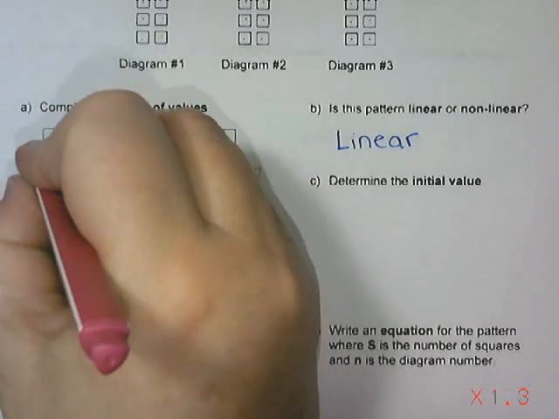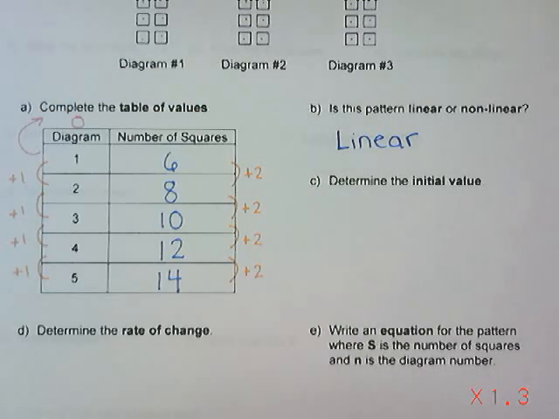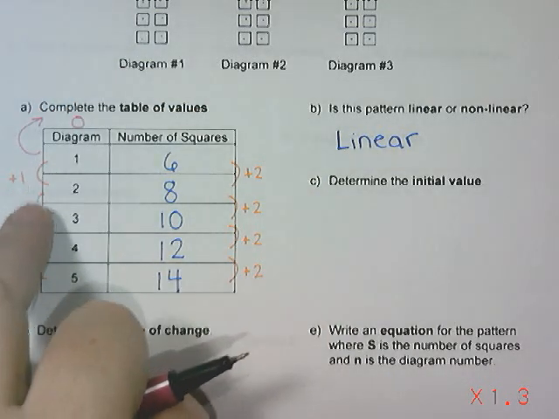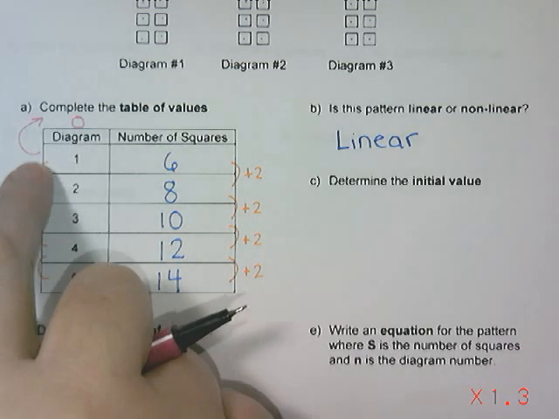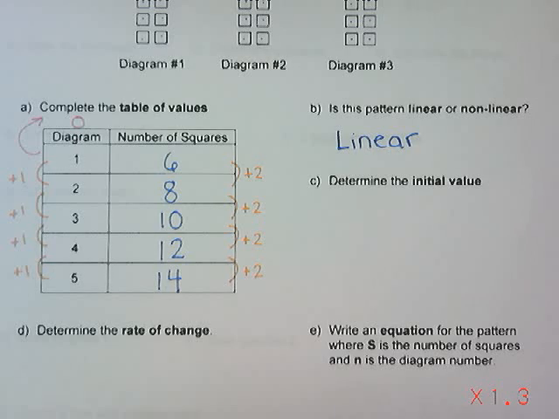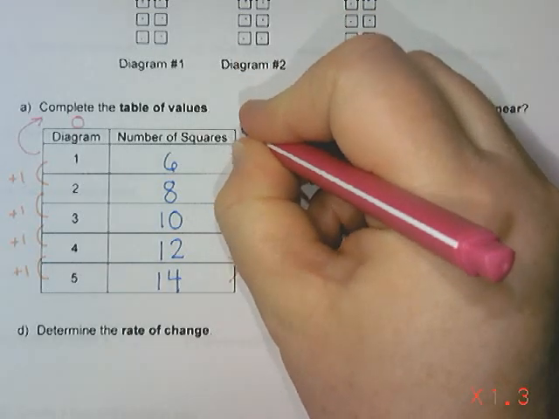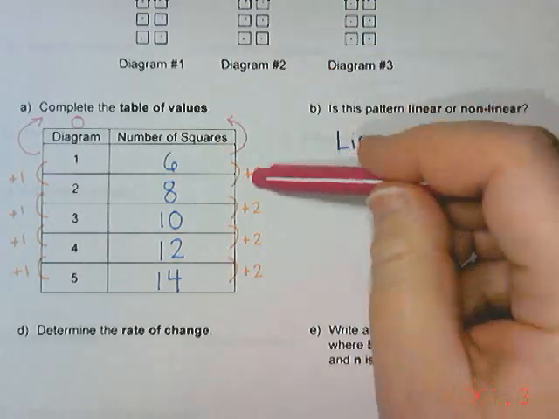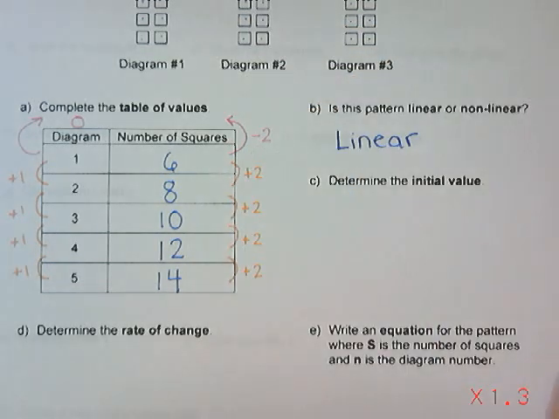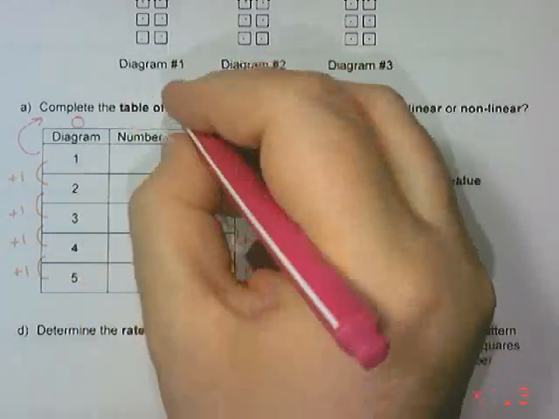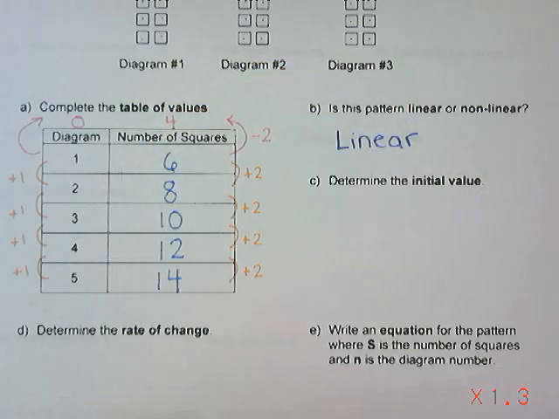So I want to try to go backwards in my table to find term 0. I noticed that we were going up by 1 on this side every time, so here I'm just going back by 1 to get to term 0. So I'm going to go back on the other side by 2. So I would subtract 2 to go backwards here. So I would do 6 take away 2, which is 4. So my initial value would be 4.